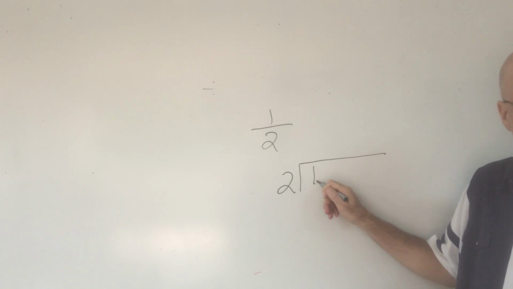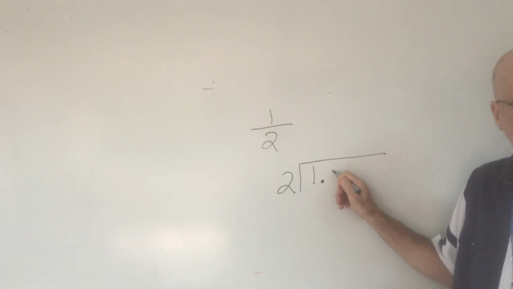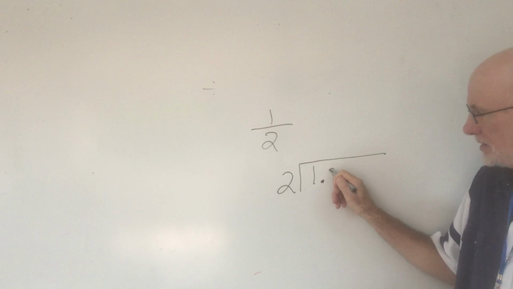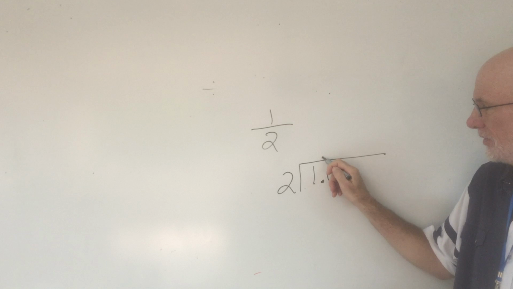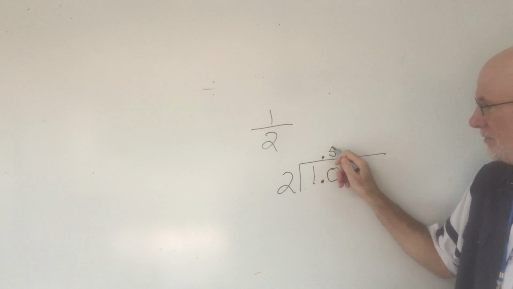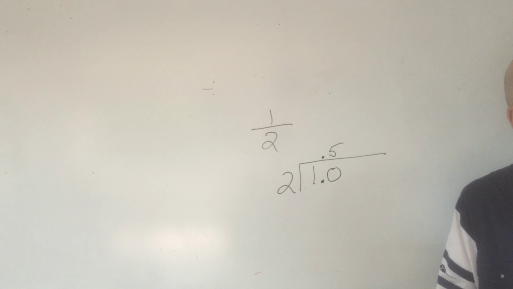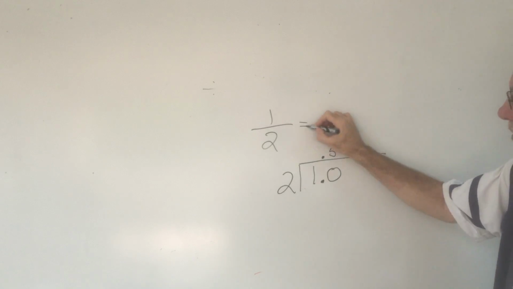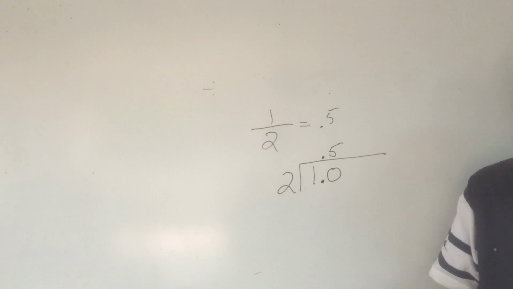Can 2 go into 1? No. So what do I have to do? Put a decimal place, and then add what? Add 0. Can 2 go into 10? 5, okay. Correct? So it's 0.5, isn't it? Right? So 1/2 equals 0.5. Correct? Yes? Okay, good.